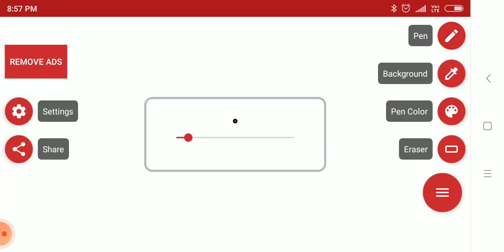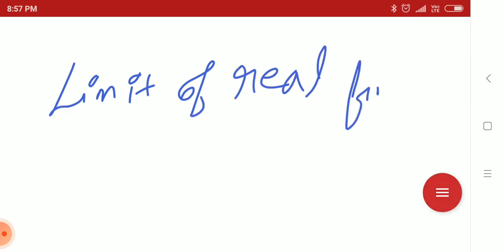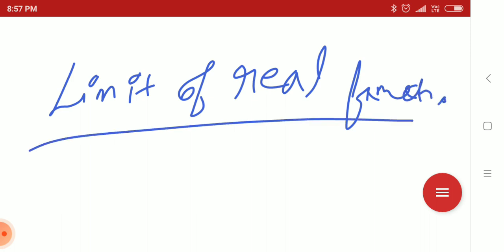So what is actually the limit of a real function? Before discussing the complex function, I am discussing what is the limit of the real function. Let us take a brief idea about this. Suppose you have a real function f of x. Whether it will exist or not, how will you check by limit?